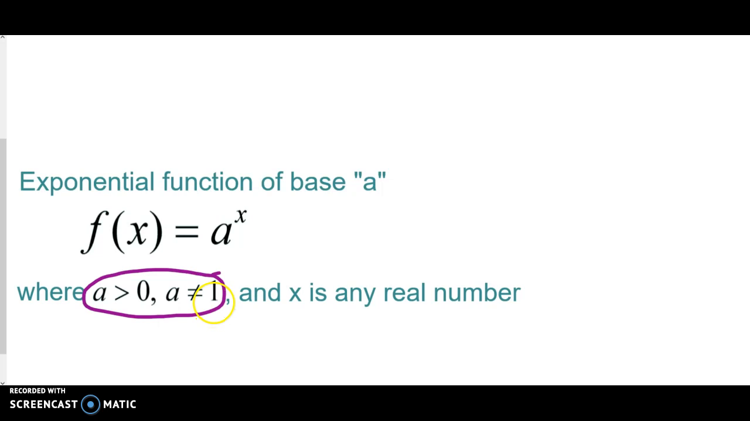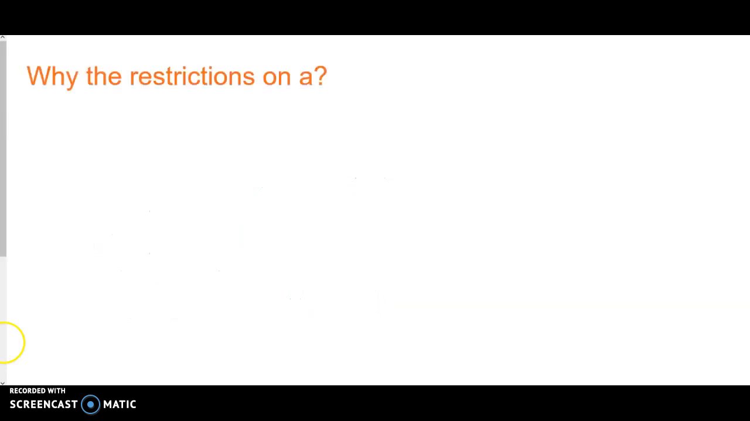Why can't it be 1? Well, think about it. Actually, I ask you this question next. Why do we have these restrictions? Well, what would happen if a was 1? And what would happen if a was less than 1? So I want you guys to put me on pause right now. Think about that. Write something down.